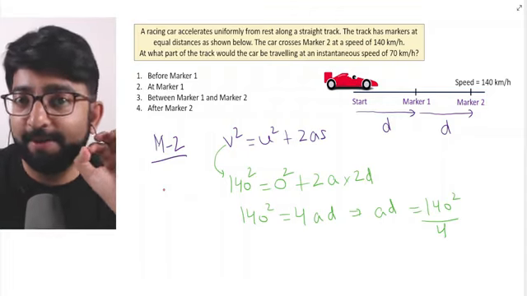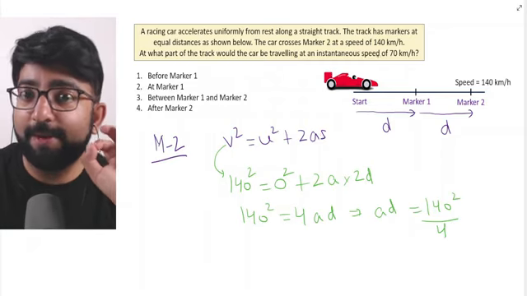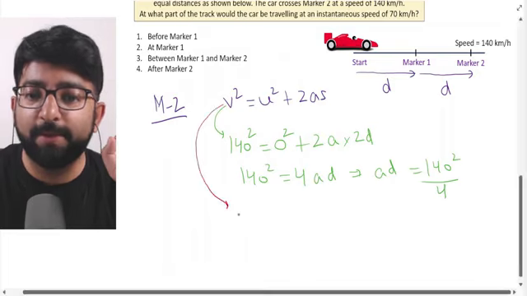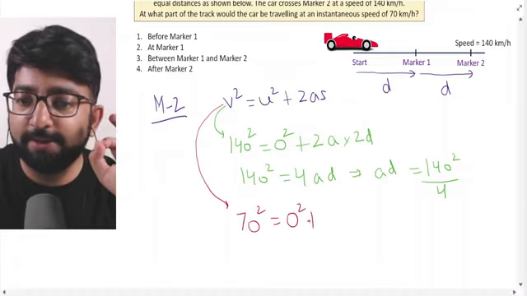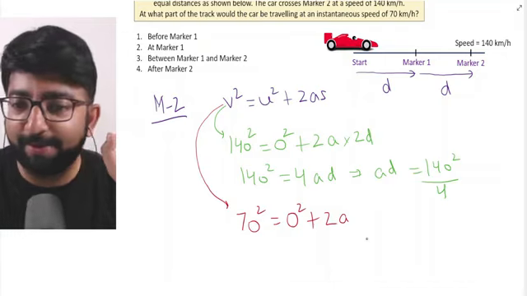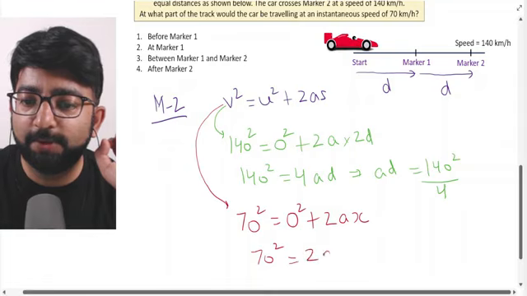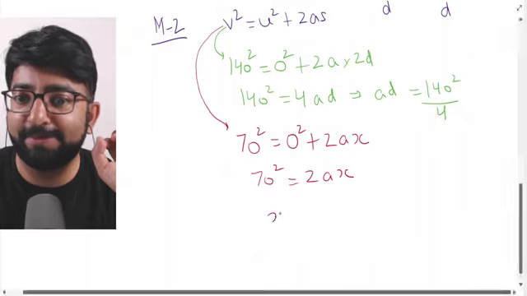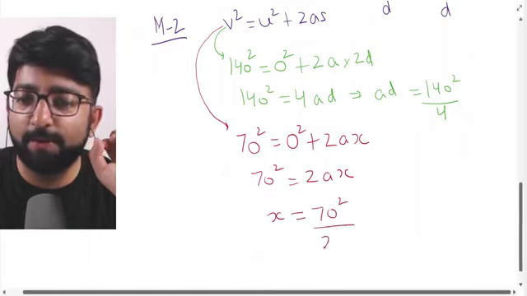Situation number 2 is we need to find the value of s, the displacement, when the car was traveling at a speed of 70 kilometers per hour. So instead of the final velocity, we'll write 70. Initial velocity is 0, acceleration is a, and the distance traveled we don't know, so we will write that as x. In this case, let's simplify. 70 square will come out as 2 into a into x, and if we make x the subject, since we are supposed to find x, it will come out as 70 square divided by 2a.